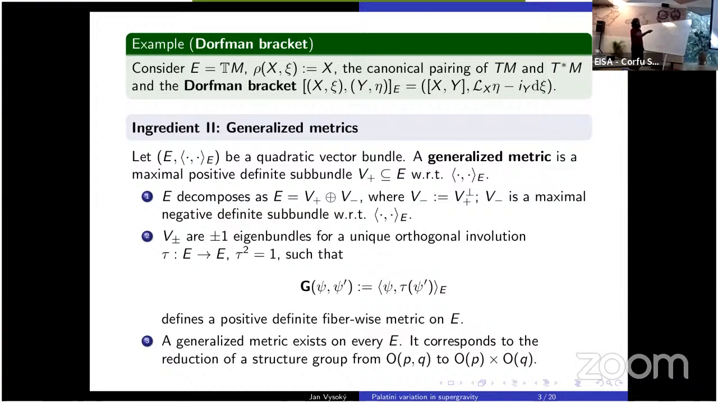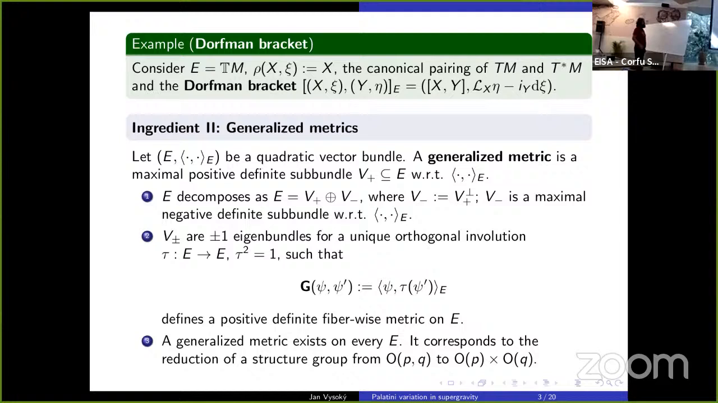And you can easily check that all the axioms are almost trivially satisfied using Cartan relations for Cartan calculus for forms. The second ingredient, as I already told, is called generalized metric.